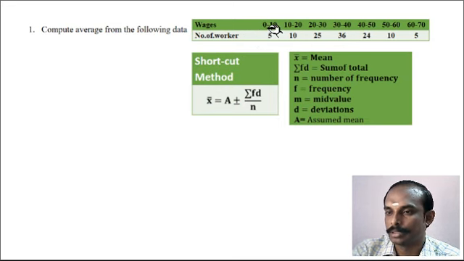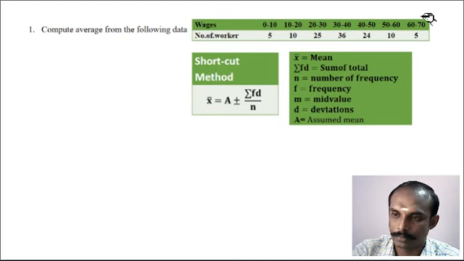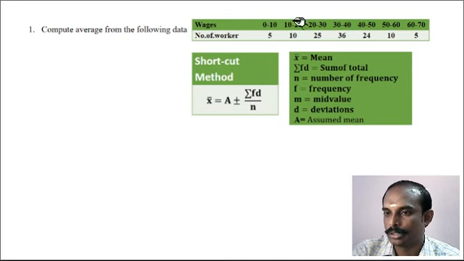The wages are 0 to 10, 10 to 20, 20 to 30, 30 to 40, 40 to 50, 50 to 60, 60 to 70. Therefore the class interval is increasing by 10. The frequencies are 5, 10, 25, 36, 24, 10 and 5.